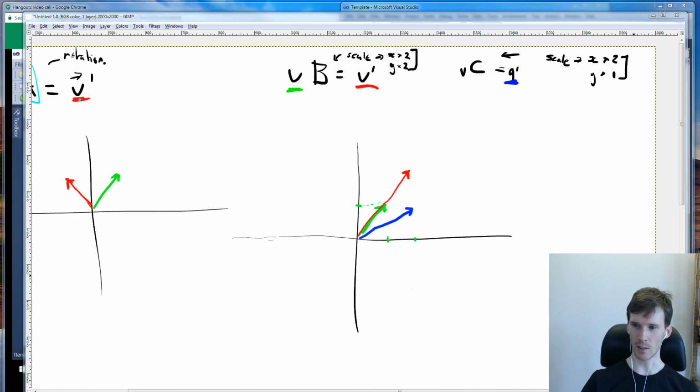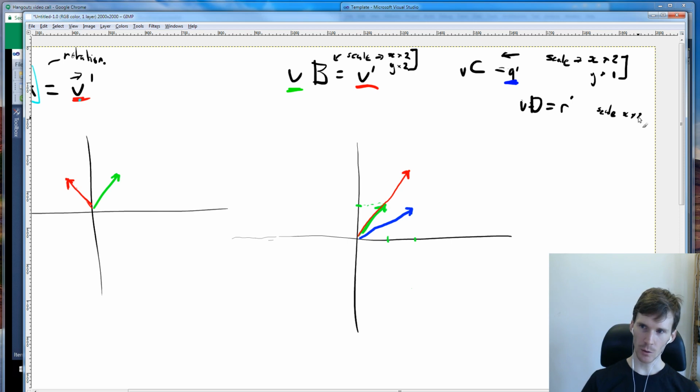Let's say another vector equals qr. I don't know why I'm dashing these ones, but let's call that one a scale matrix with scale x times 2 and y times 3. We already know 2 is going to be out there, and y 3, 1, 2.